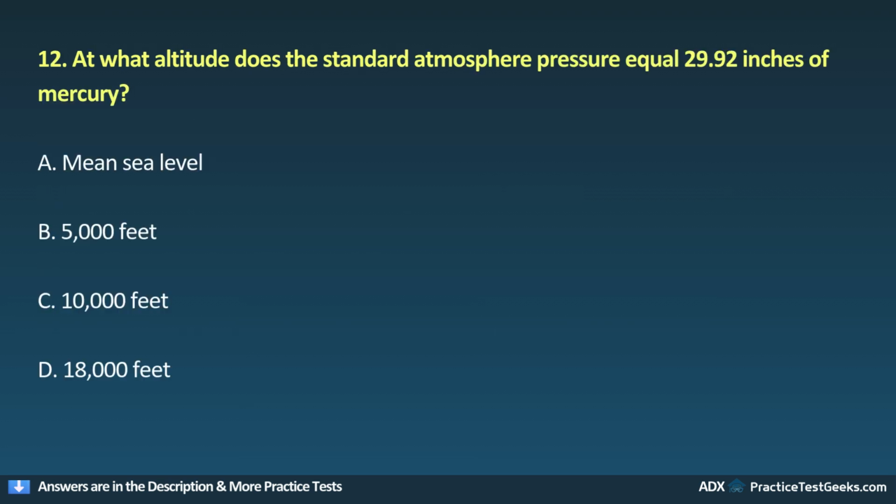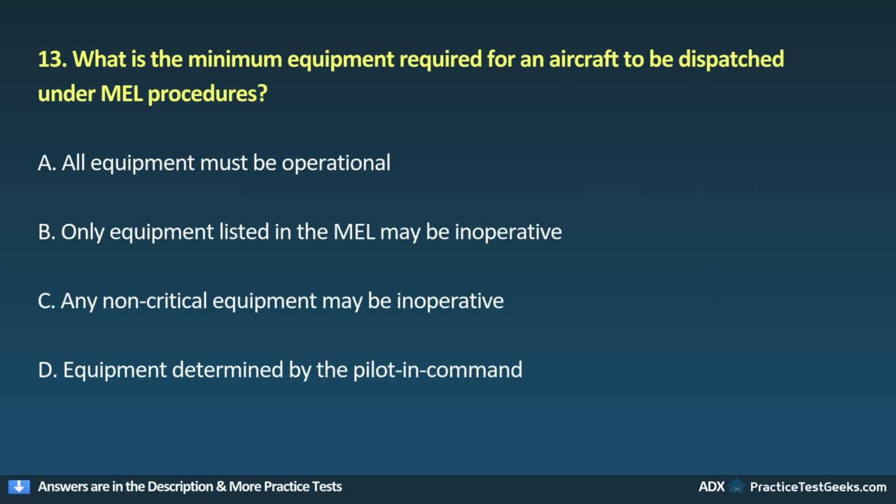12. At what altitude does the standard atmosphere pressure equal 29.92 inches of mercury? A. Mean sea level. B. 5,000 feet. C. 10,000 feet. D. 18,000 feet. 13. What is the minimum equipment required for an aircraft to be dispatched under MEL procedures?